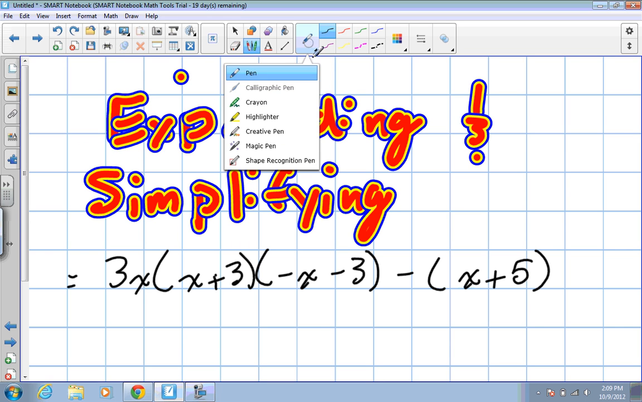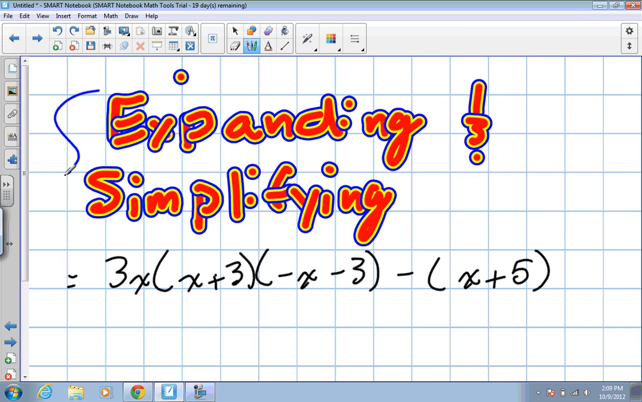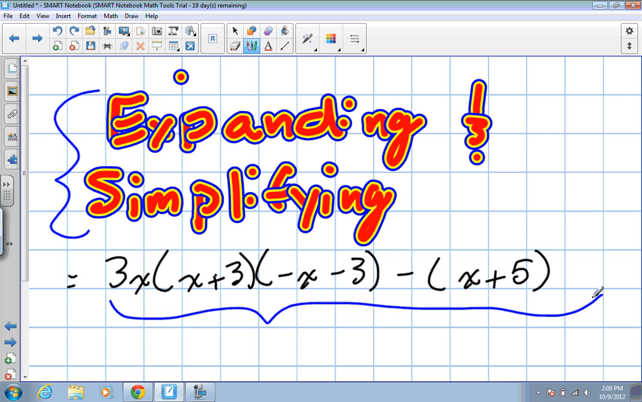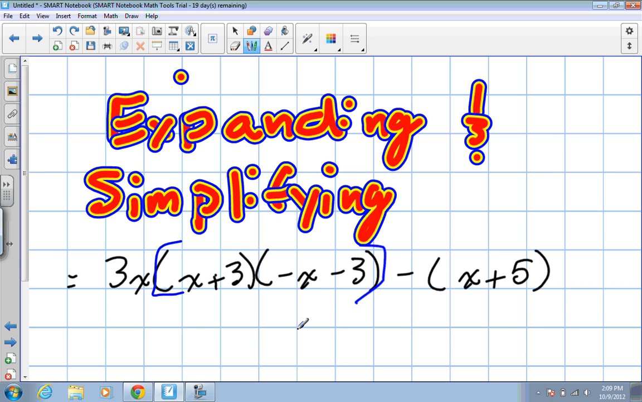Okay, from the knowledge we had in the last two questions, we're going to use expanding and simplifying, and we're going to do a very large question here. Now, from what we've been doing, we had focused on just this part I've encompassed in brackets here: x plus 3 multiply negative x minus 3. We figured out how to do that.